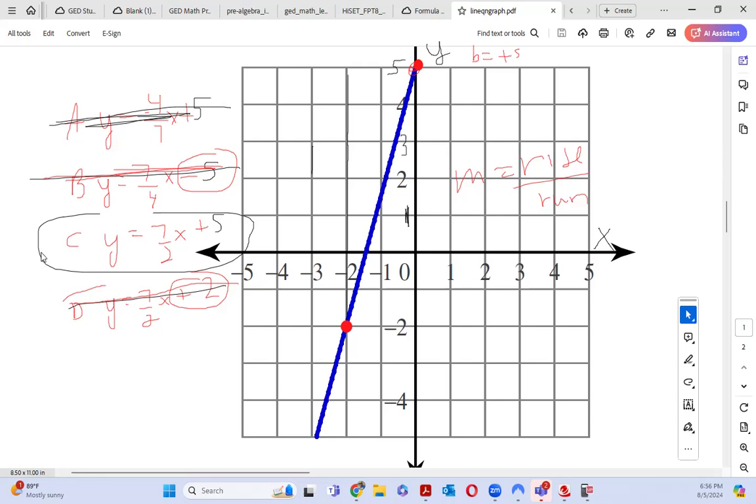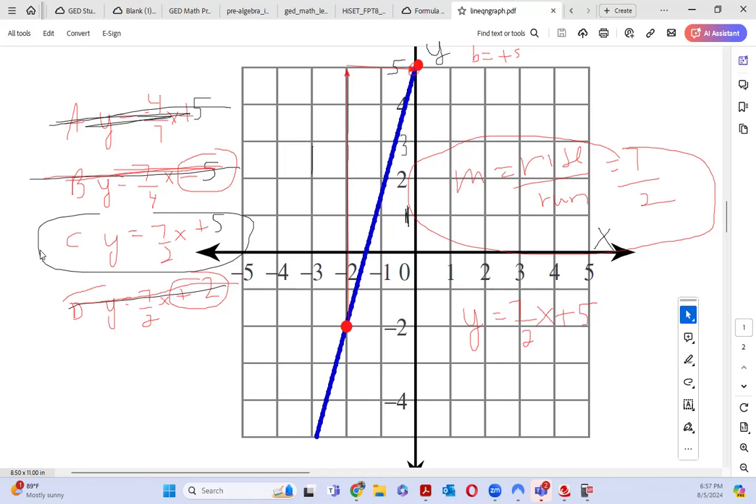Now let's figure it out. So I'm starting with my leftmost point. Rise means I'm going up or down. 1, 2, 3, 4, 5, 6, 7. My rise is 7. Everybody understand that? My run is to the right. How many do I need to go to the right? 1, 2. So my run is 2. So that means my slope is 7/2. So in this question, if they would have asked you for the slope, you would have said 7/2. If they asked you for the equation of the line, it would be y equal 7/2 x plus 5.